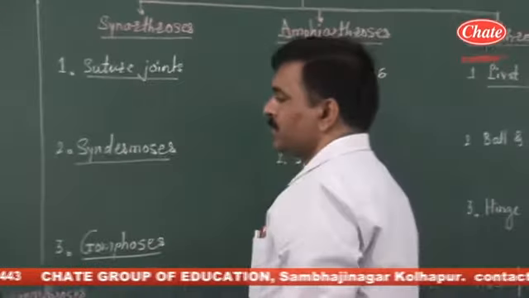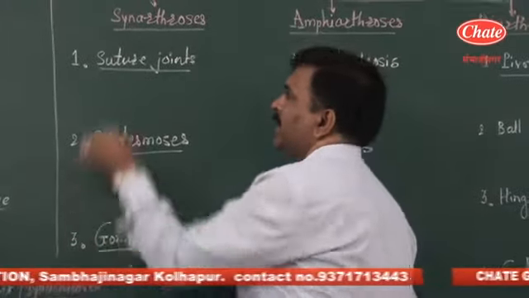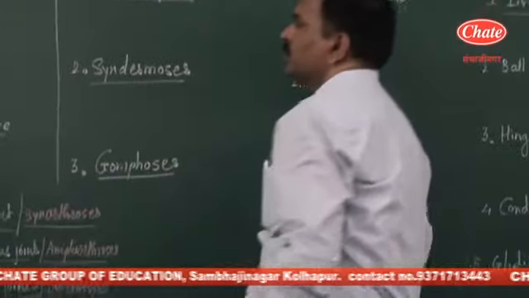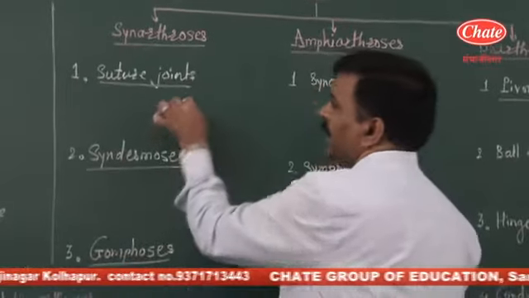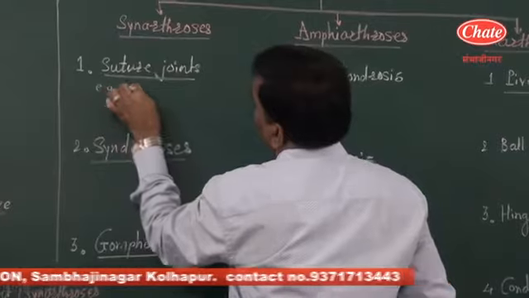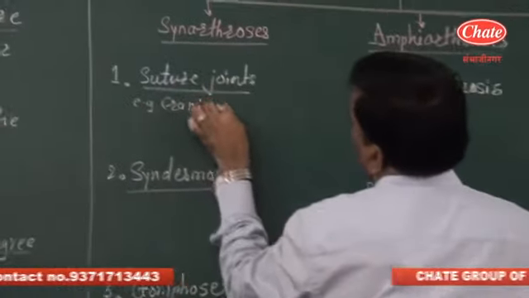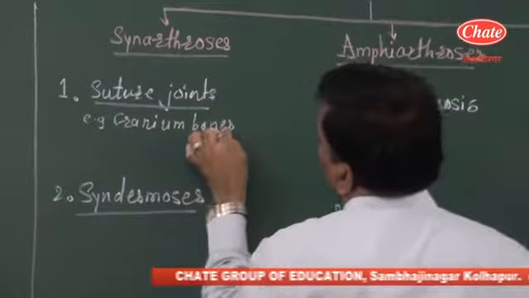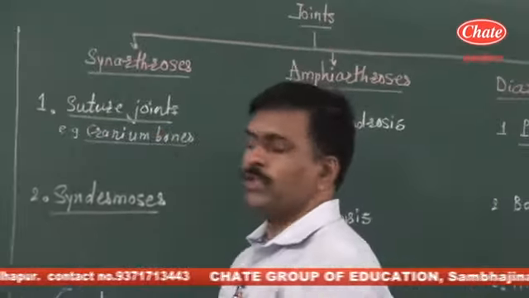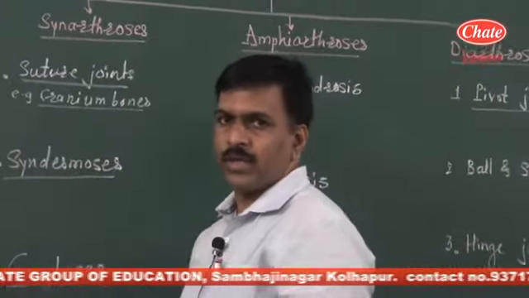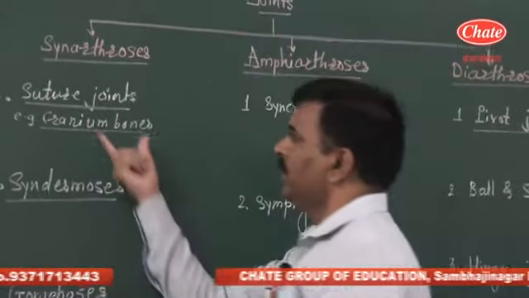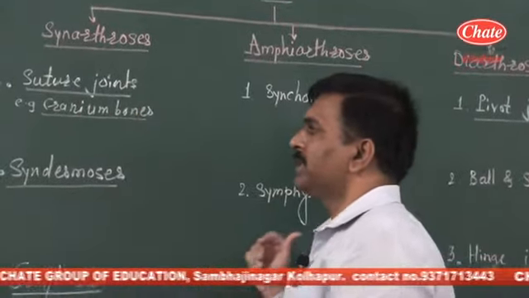In synarthrosis, we can further have three different types: suture joint, syndesmosis and gomphosis. Suture joint means the bones are connected by sutures. A good example is the cranium bones, which are connected with each other by a joint termed a suture joint. This suture joint is further divided into different types: the lap joint, butt joint, scarf joint and serrate joint. A good example of the serrate joint is the cranium bones.